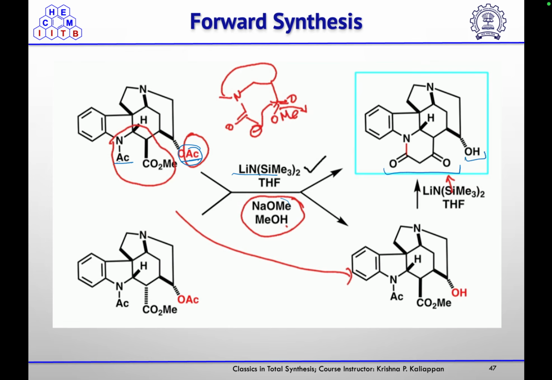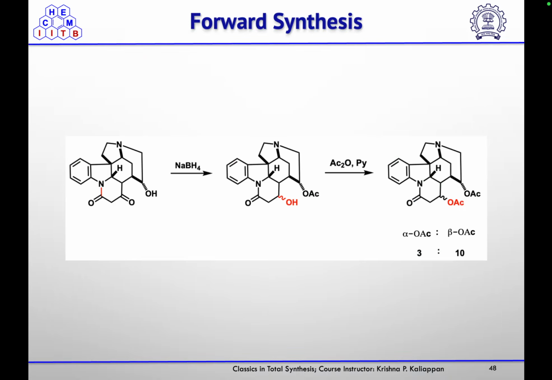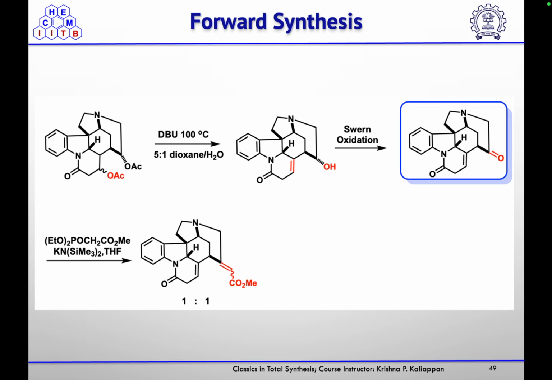For the other molecule, first they did the isomerization at that position using sodium methoxide and methanol, and then again on treatment with base, that 1,3-dicarbonyl compound will form. After getting that, they reduced one of the ketones using sodium borohydride. In the presence of the lactam, the ketone got reduced using sodium borohydride to get the corresponding alcohol, which again they acylated using acetic anhydride and pyridine, and they got alpha and beta products in a 3 to 10 ratio. Then on treatment with DBU, they did the elimination of that acetate group to get the corresponding double bond at that position.